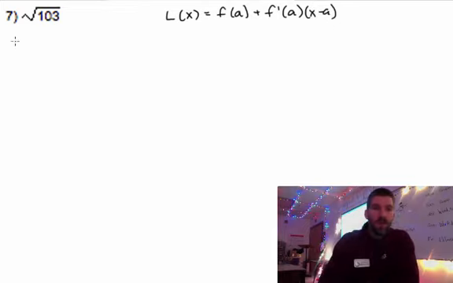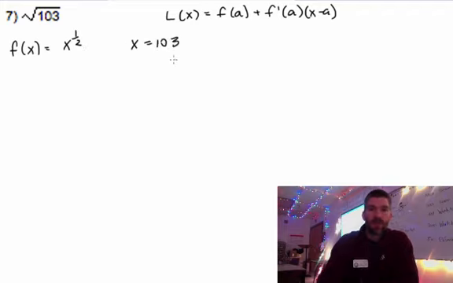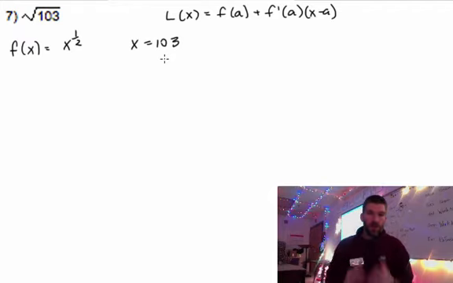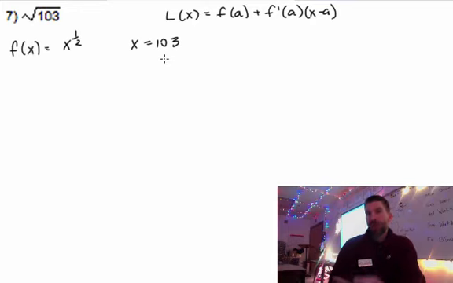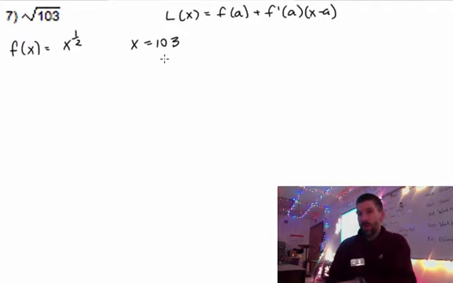So the function we're working with here is a square root function, okay? And we're told that x equals 103. So what we need to do is pick a square root that we know that's fairly close to 103. There's a couple of choices here: 121 and 100. The square root of 100 is 10. The square root of 121 is 11. So we know both of those. But 100 is closer to 103, so that's the one we're going to pick. That is going to be our A.